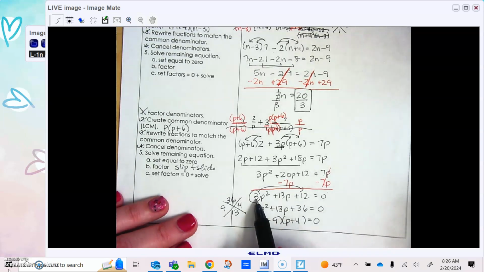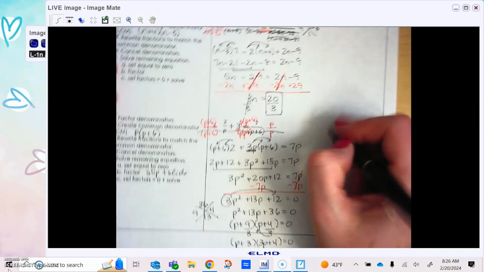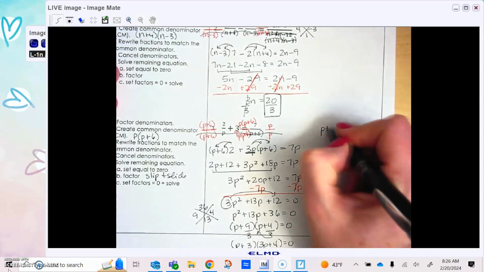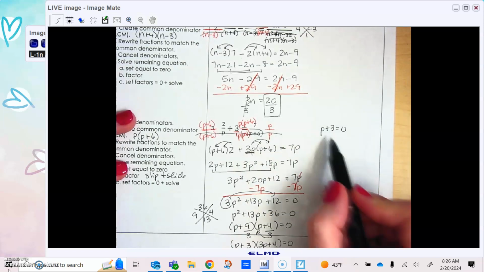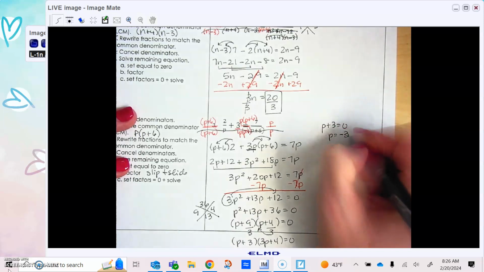Divide by the 3 that we multiplied in the beginning, and that gives me p plus 3. Slide this 3 up front, 3p plus 4 equals 0. So now I'm going to set those equal to 0 individually and solve. So p plus 3 equals 0. Subtract 3 to both sides. P equals negative 3.